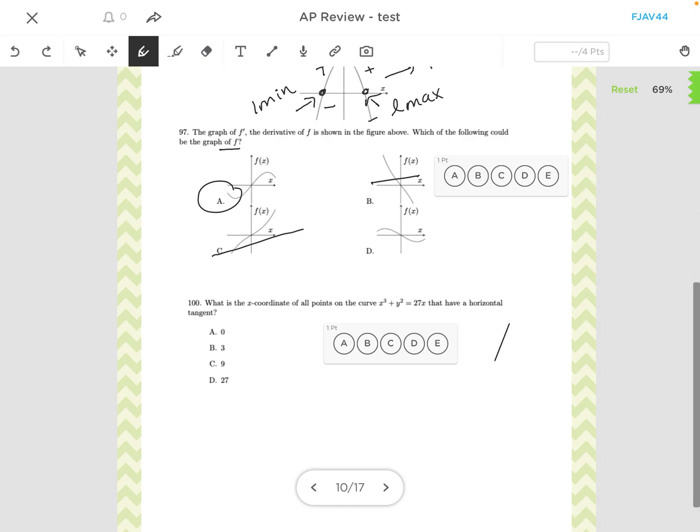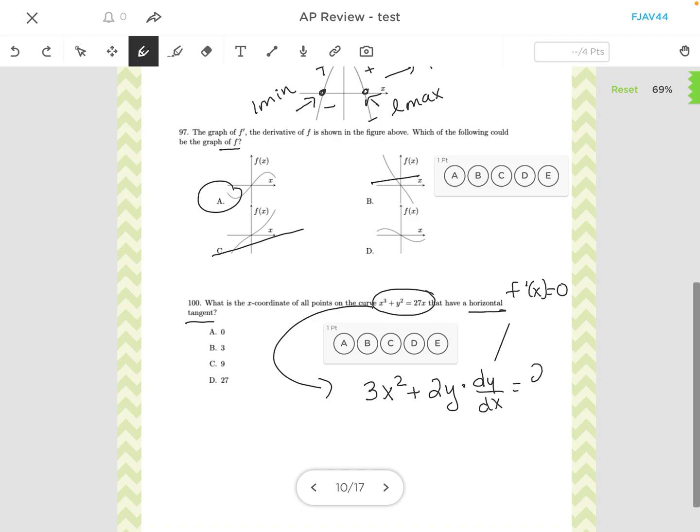And the last one, what is the x-coordinate where the curve has a horizontal tangent? So remember, when you hear the words horizontal tangent, you should be thinking this: where is the first derivative equal to 0? So I'm going to go ahead and take this derivative, but I'm going to do it implicitly. So the derivative of x cubed is 3x squared. The derivative of y squared is 2y times dy dx. And the derivative of 27x is 27.